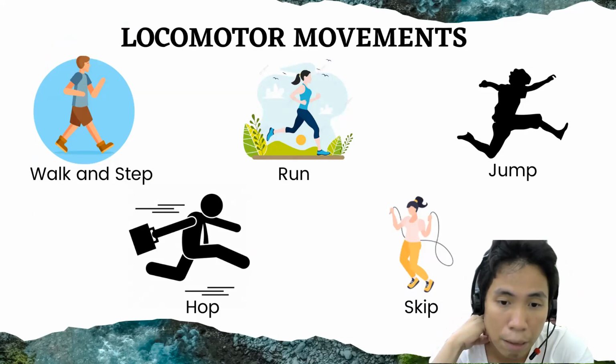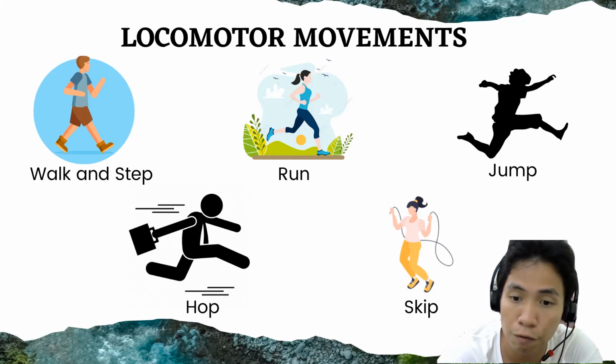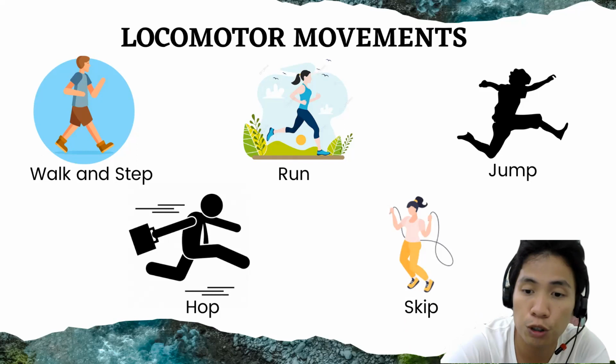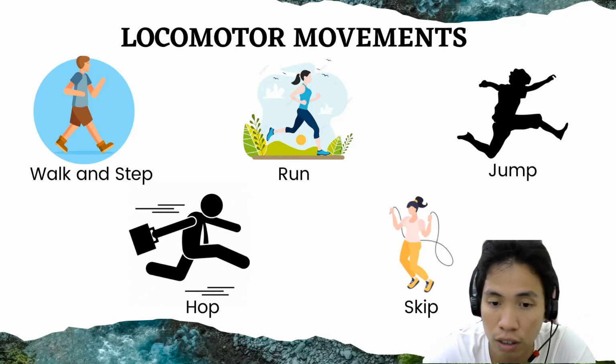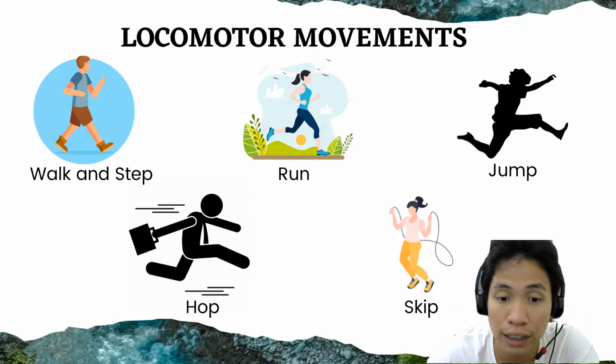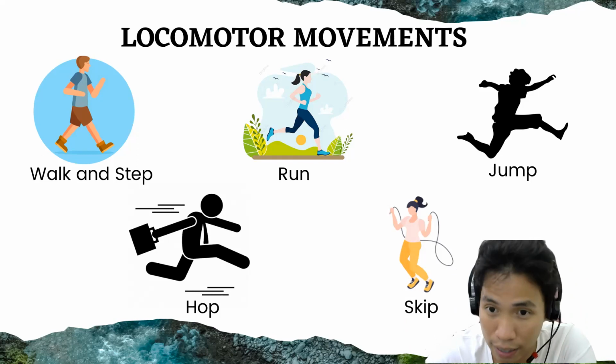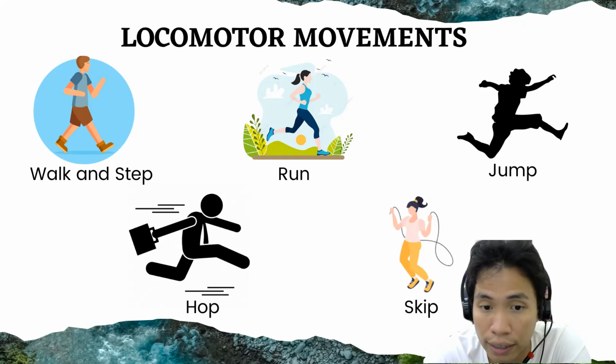In walking and stepping, it is moving at a moderate pace on feet, lifting one foot only after the other foot has touched the floor or ground. So there is transfer of weight in every step made, and the leg swings from the hips while the arms swing naturally at the sides. So that is for walking and stepping.